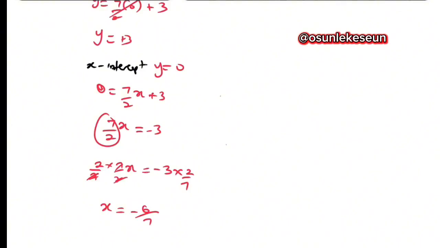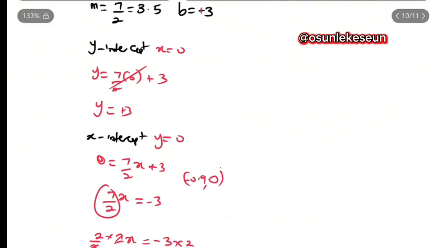6 divided by 7 is, that's also 0.85. Let's approximate to 0.9. So that means on the x-intercept, that is when y is equal to 0, x is 0.9. And on the y-intercept, when x is 0, y is 3.